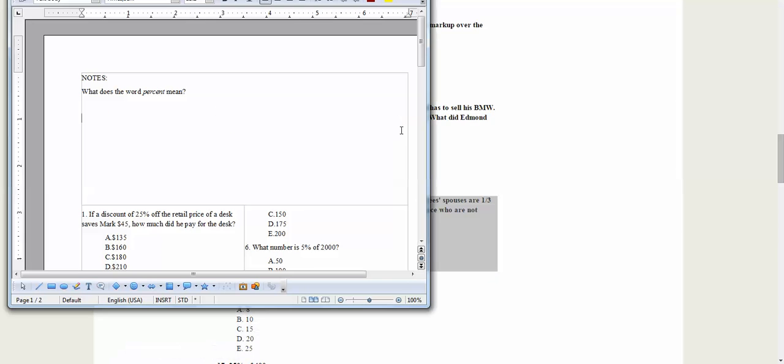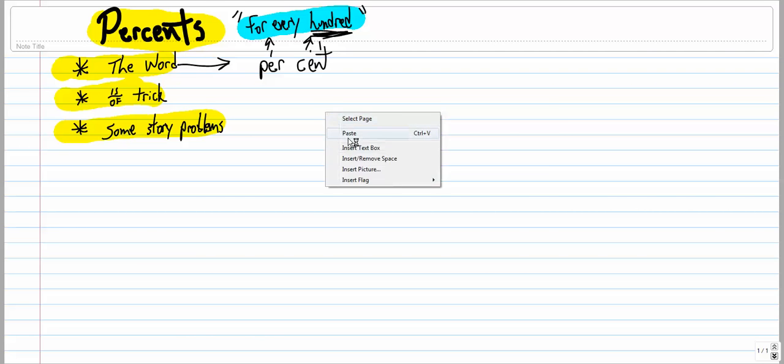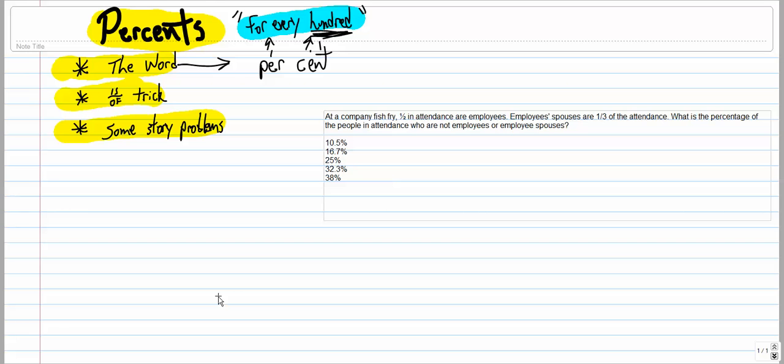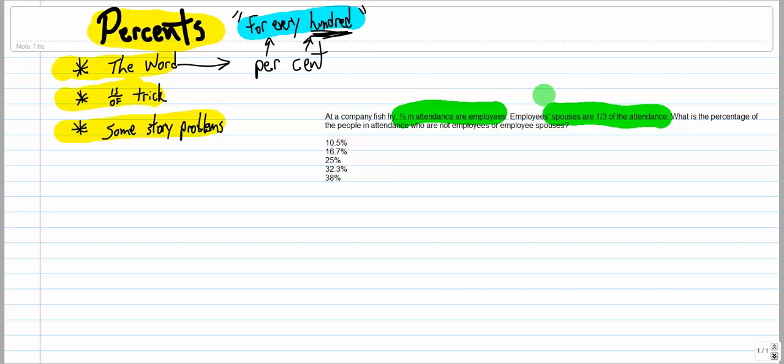Let's do number 15. Let's paste this. Take a look. It says, at a company fish fry, 1/2 in attendance are employees. So that's an important number. And then 1/3 are spouses. What is the percentage of people in attendance who are not in those other two groups? So what we're going to do is turn both of these into percents.